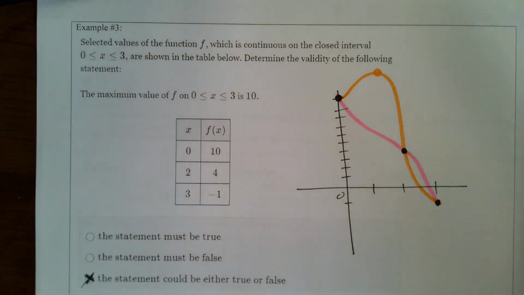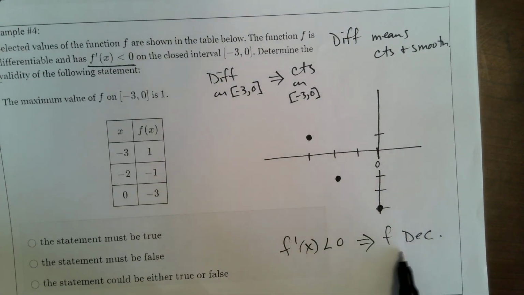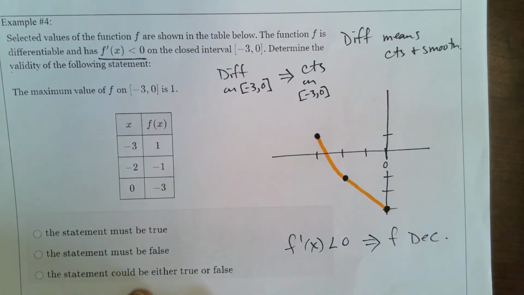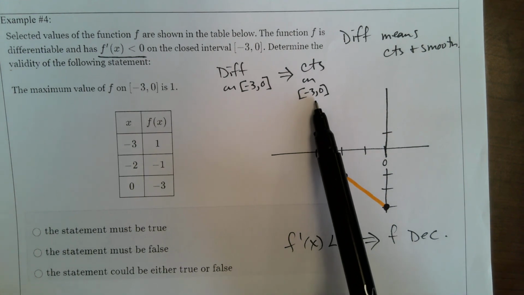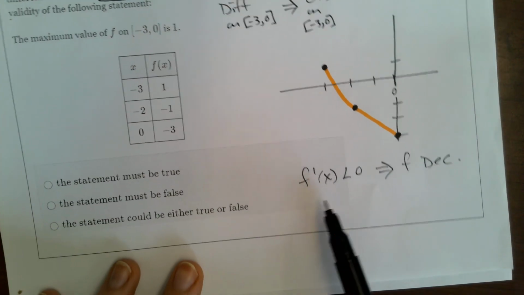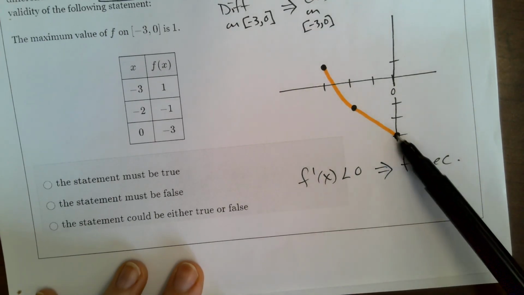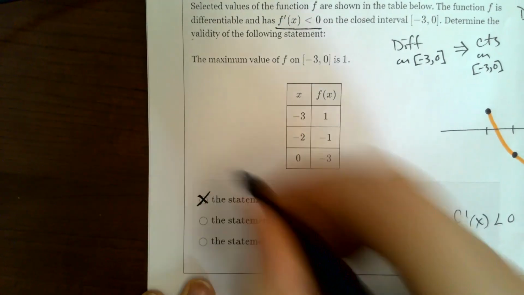So this is a different situation. Right up here, they didn't give me any information to tell me that I can't have the orange graph. But here, when they're telling me that f prime is less than 0, that means that f has got to just be decreasing. So guys, f continuous on [-3, 0] means the EVT applies, meaning that there is an absolute max and an absolute min. And then this further information tells us that our graph can't go up any further. It's got to just keep going down. So here, the statement actually must be true.